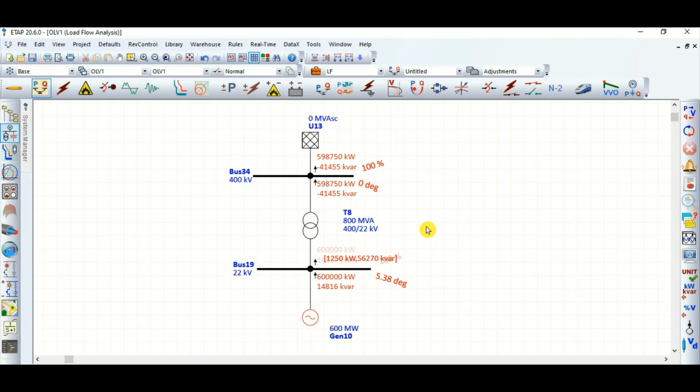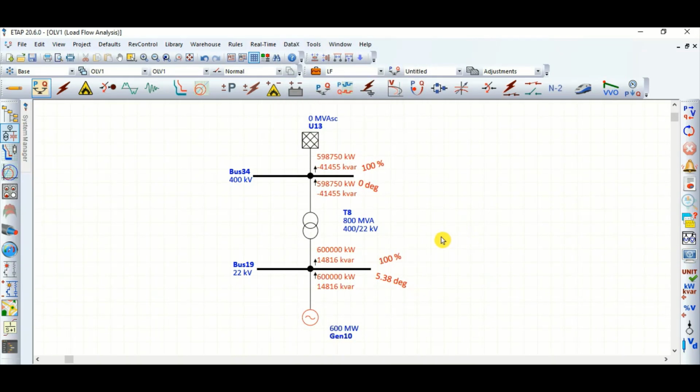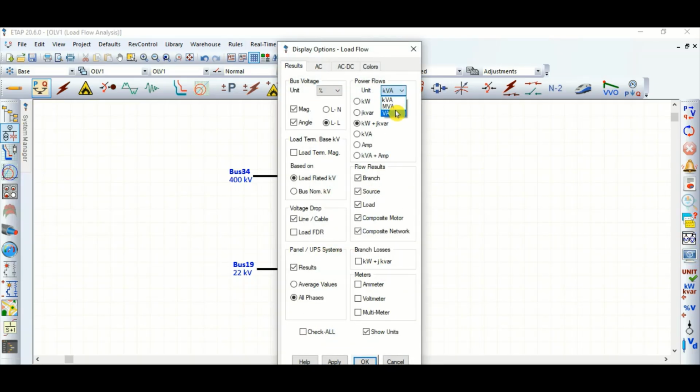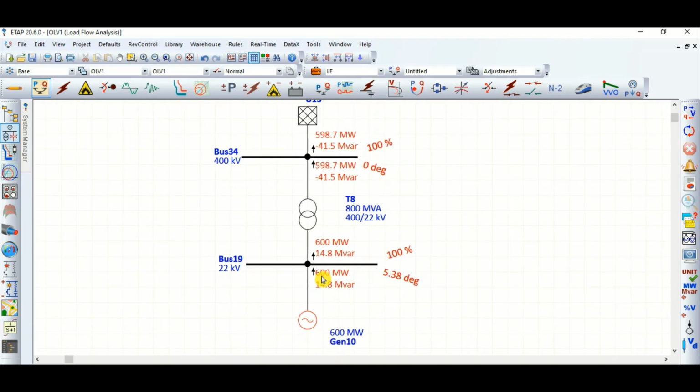What we can see, the transformer losses are not to be shown here. So this is the real power generation, 600 megawatt. This generator is generating 600 megawatt. Generation bus voltage is 100%. So the first question that should come to mind is, why is it 600 megawatt and why is it 100%?